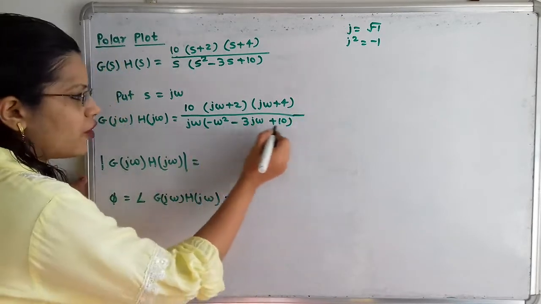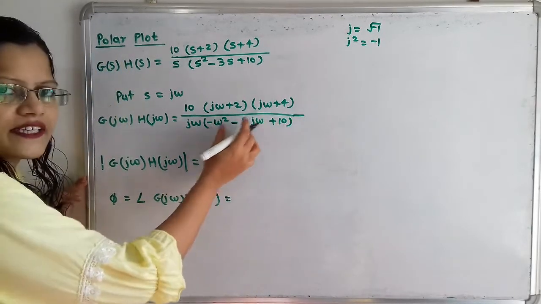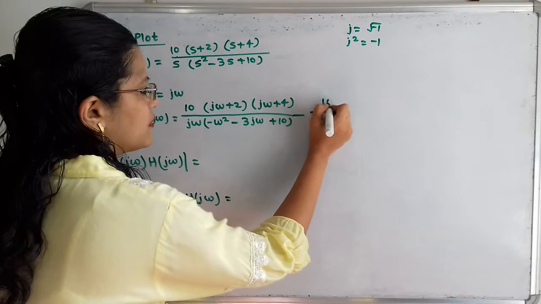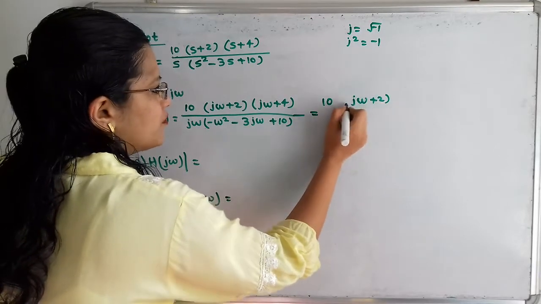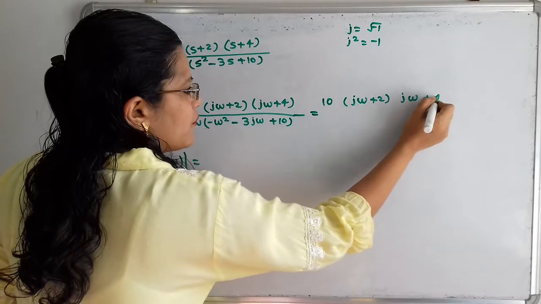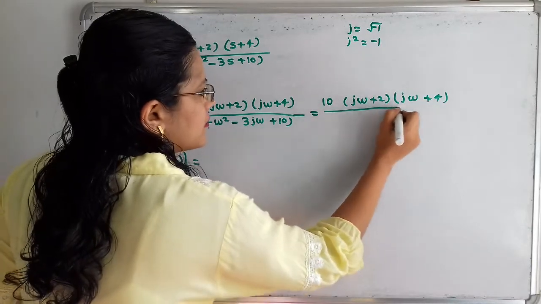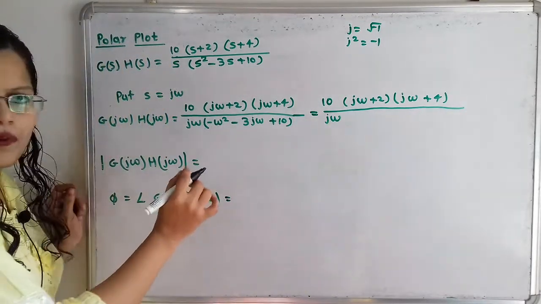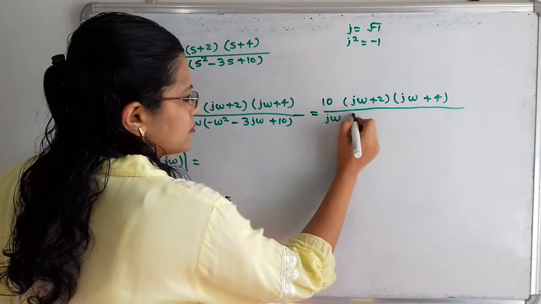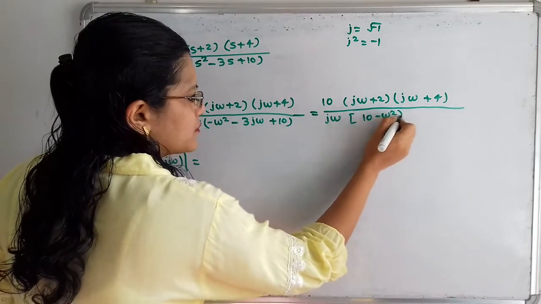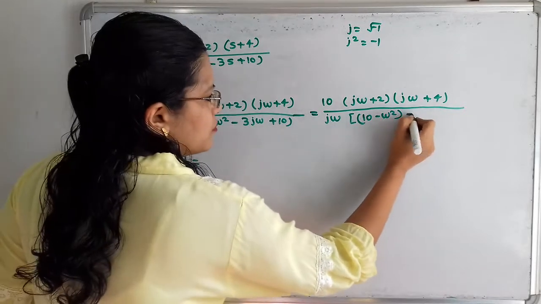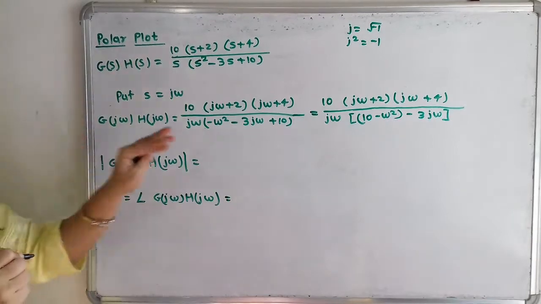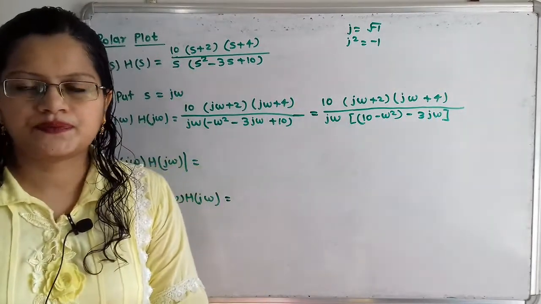Now if we observe this bracket, I will take the real part and imaginary part separately. So I will write here which is equal to 10 (j omega plus 2)(j omega plus 4) divided by (j omega). Now here 10 minus omega square I will take in one bracket. So I will make here 10 minus omega square and minus 3j omega. So this is our transfer function.